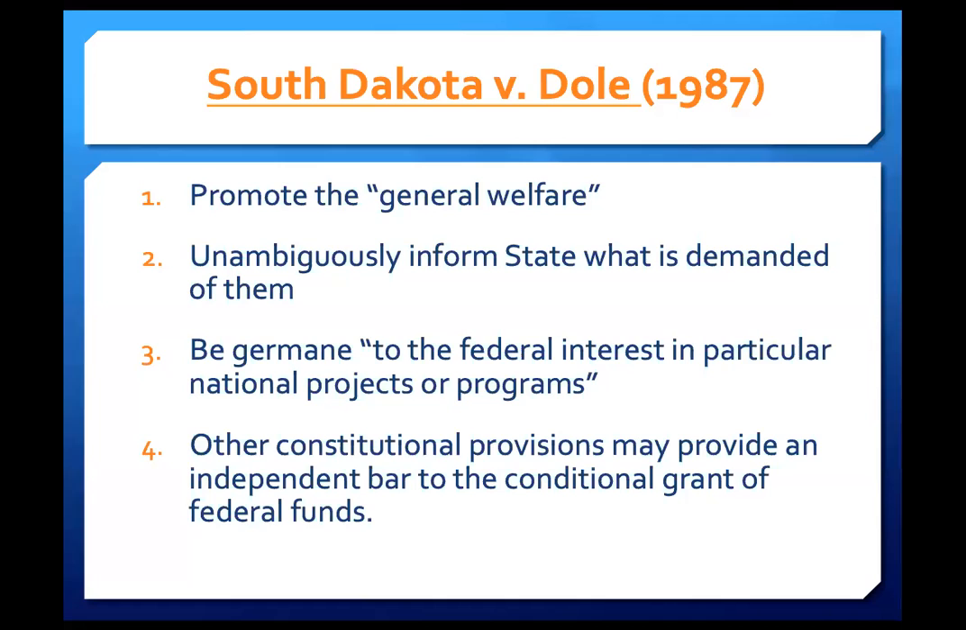Justice O'Connor is dissenting here because she thinks that in this case, the law fails the third factor. She disagrees that the penalty of 5% of a state's highway funds is actually related to the purpose here. She says this is an attempt to regulate the sale of alcohol, and that is something that is outside congressional powers, and that is something via the 21st Amendment is given to the states.